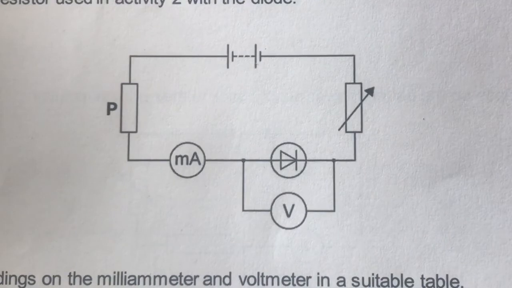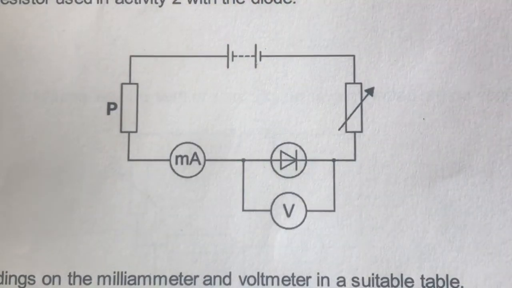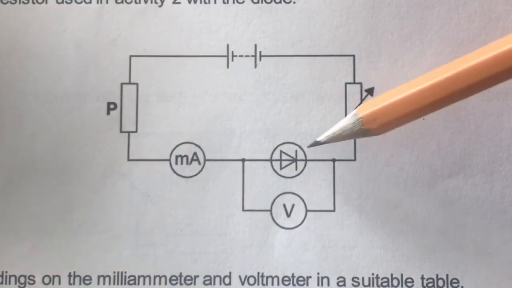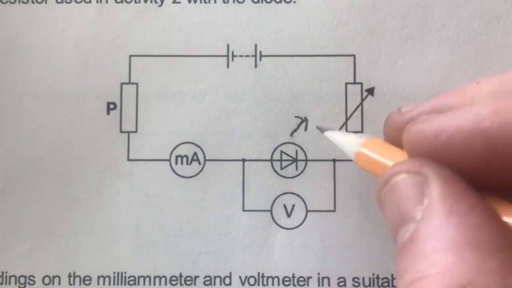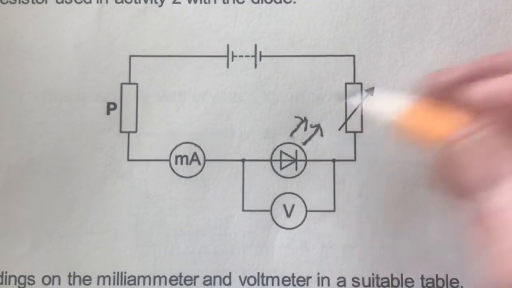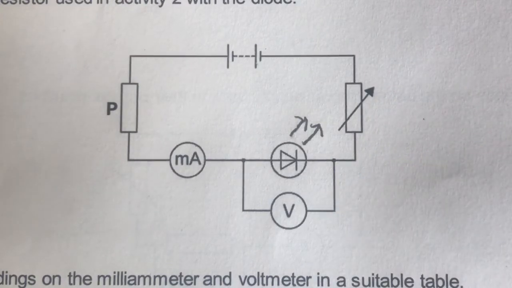So here's a diagram of this particular practical. You can see we've got a battery of cells here. In this diagram they've added an additional resistor which we've not used. We have a milliammeter instead of our standard ammeter. Our diode, but of course we used a light emitting diode instead. We've got a voltmeter connected in parallel and our variable resistor.